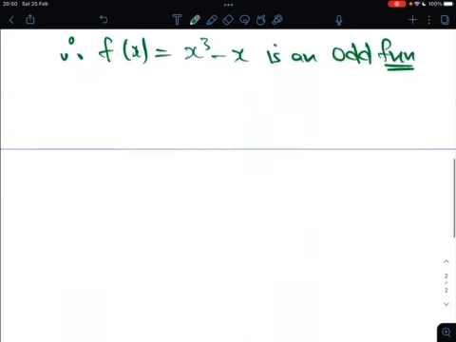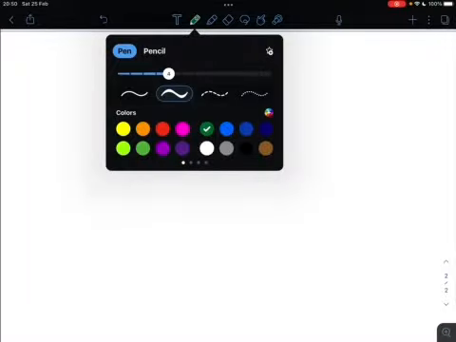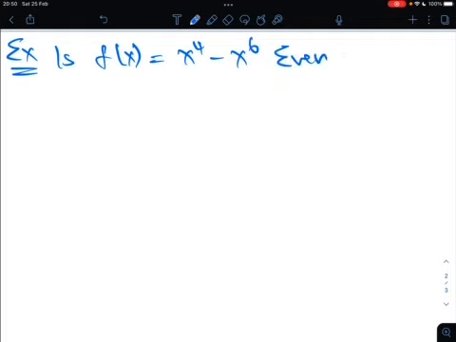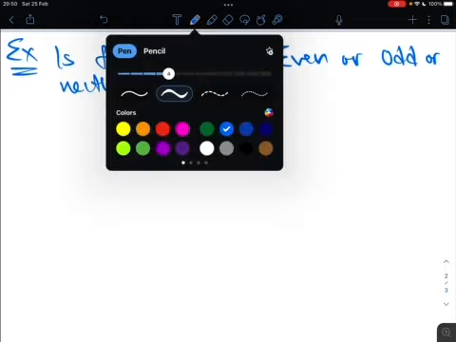So let's see some other examples too. Another example that you can get is f of x equals x to the 4 minus x to the 6, even or odd or neither. That's the question that we are given now. We want to check if this is either even or odd or neither. So, solutions.